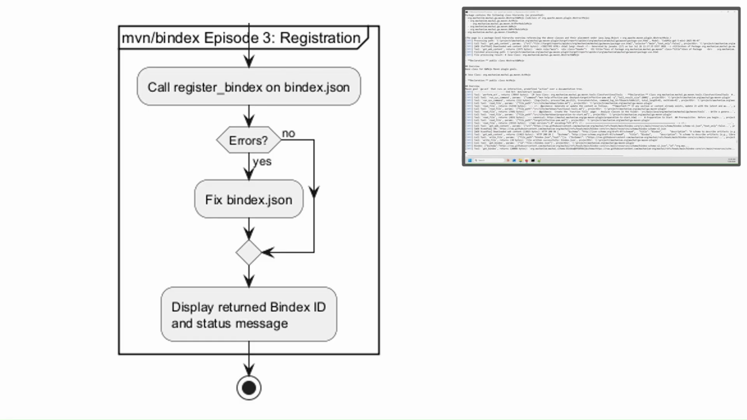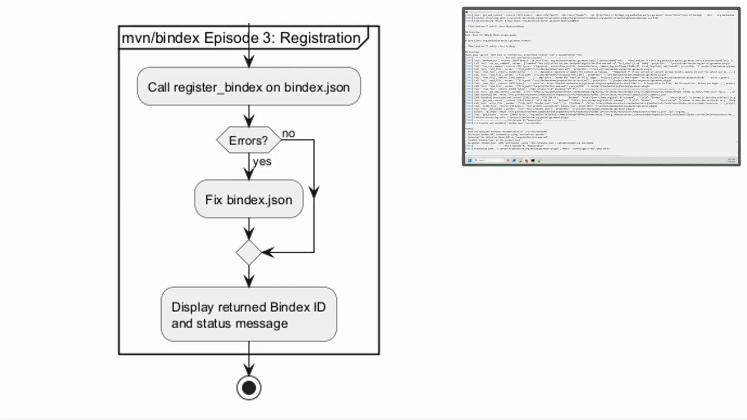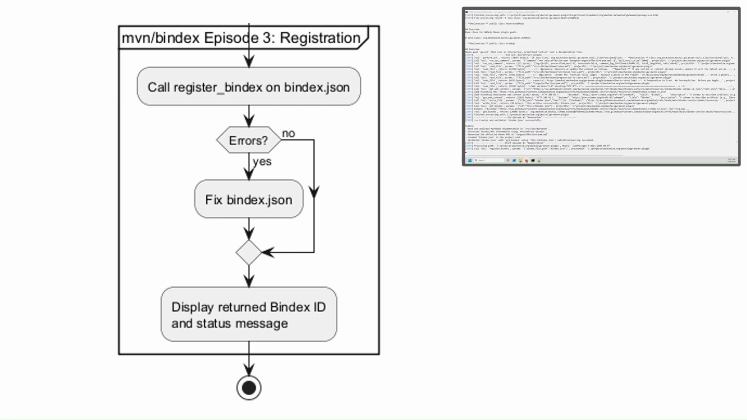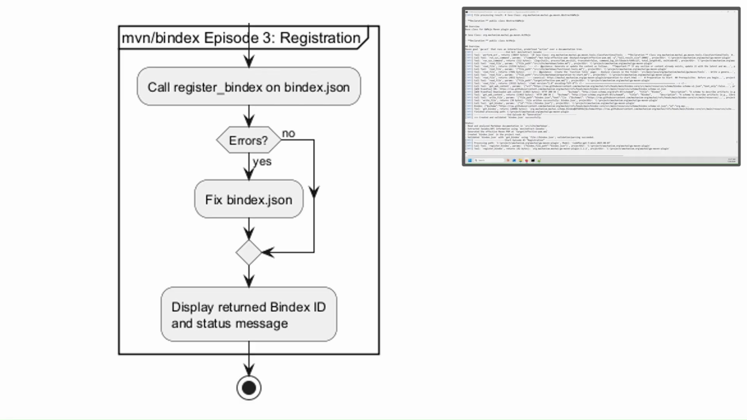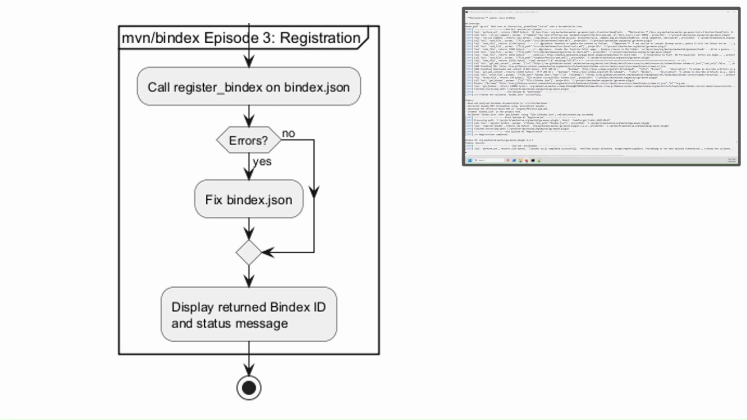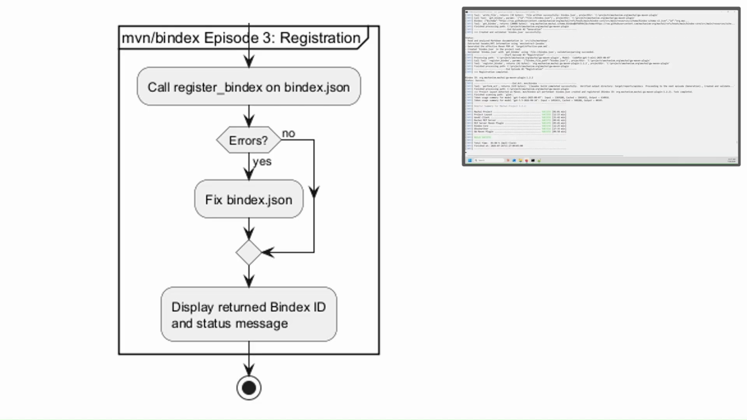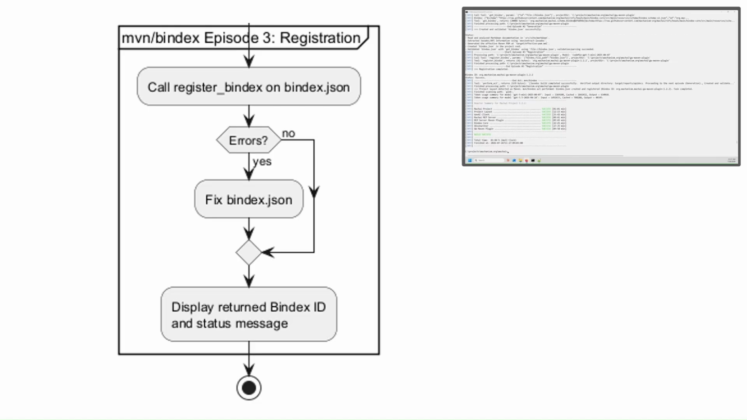Even at this stage, we have a built-in safety net. If the registration service detects any validation or integration errors, the pipeline triggers a self-correction loop to patch the metadata before retrying. Once registered successfully, the system displays the returned, stable bindex ID along with the status message.